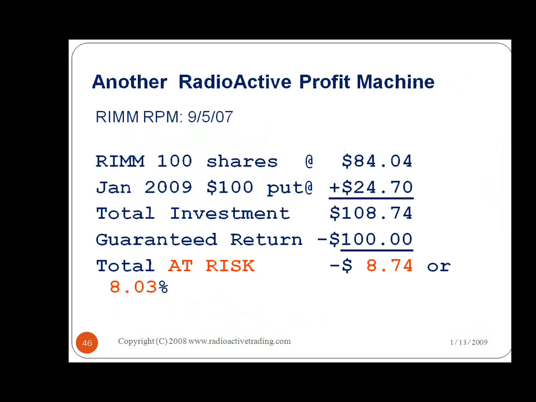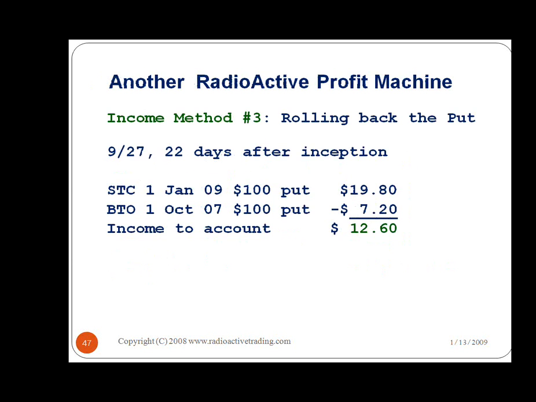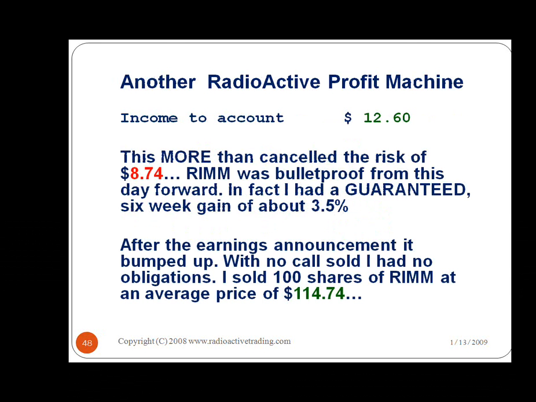Okay, here's another way in which I have done this. I picked up income method number 3 by buying Research in Motion, also buying a put option. 8% was my maximum risk. Now, 22 days after I put on this trade, I did an income method number 3 trade where I sold to close the $100 put and bought to open another $100 put at 12.60. Well, that more than canceled the risk that I had. Research in Motion was bulletproof from this day forward.